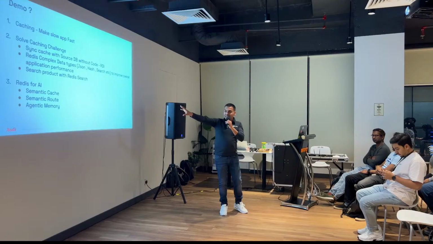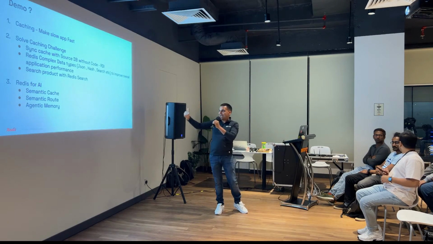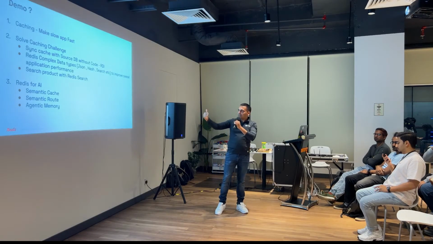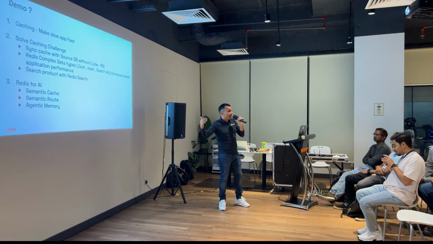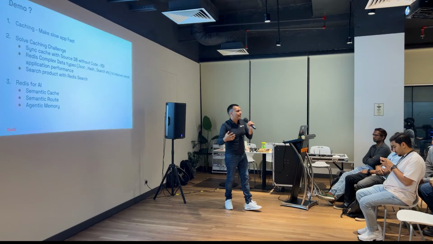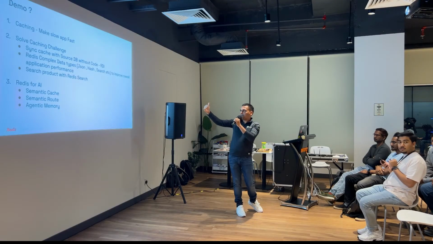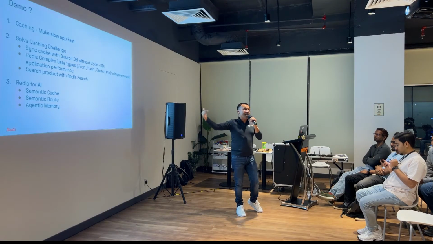Then Redis also has a big role to play for AI, for different use cases, such as Redis as a semantic cache, as a semantic route, and agentic memory. I'm not sure if you're familiar with these terms, but I will briefly talk about these concepts, because if you are looking to build any AI chat course, you might be hearing these different use cases day in, day out, I guess.